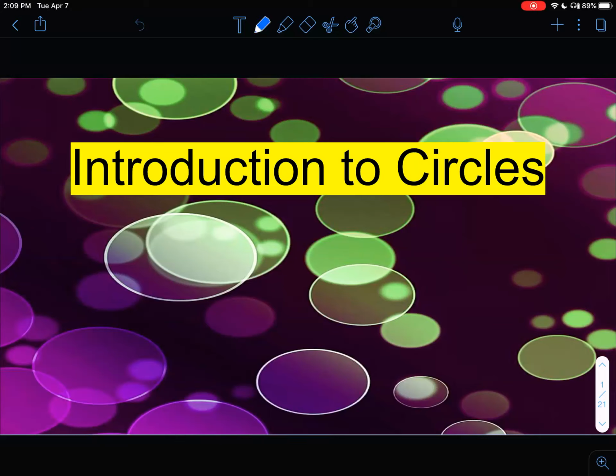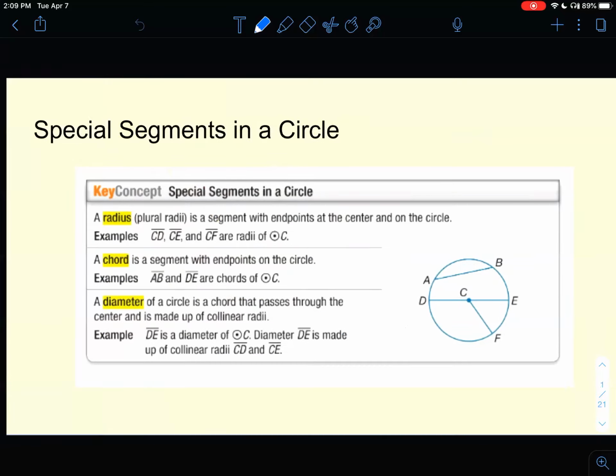Okay, so let's talk circles. We're going to talk about all types of circles, and for today's lecture, we're going to cover everything from special segments within a circle, circumference, arc length, and radians. So let's go ahead and get started.